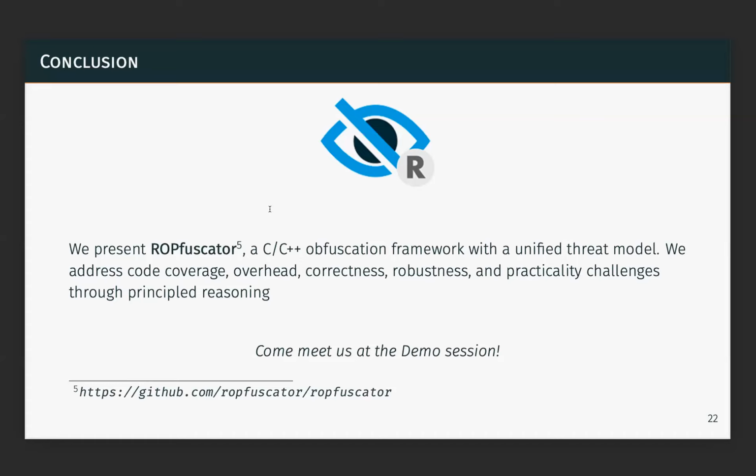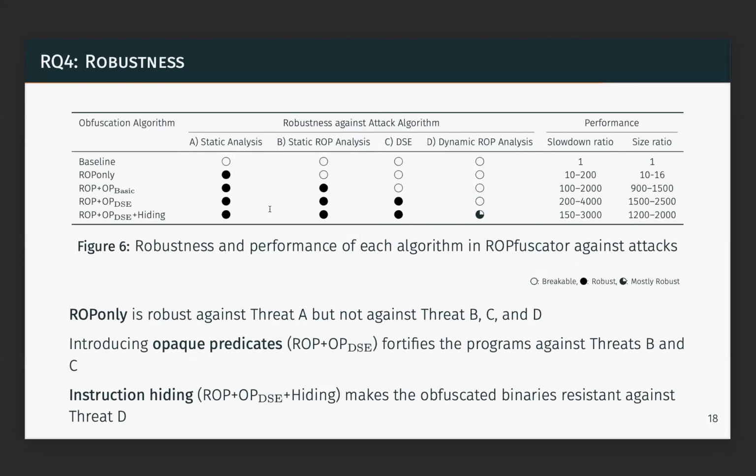Thank you, great talk. I was wondering, so you had that slide, I think 18 or something, where you say, okay, if we add the hiding, it defeats the dynamic ROP analysis. So can you maybe give some insight as to why? And also, I was wondering, if you had the instruction hiding just by itself, would that also defeat the other analyses that you have, or not?